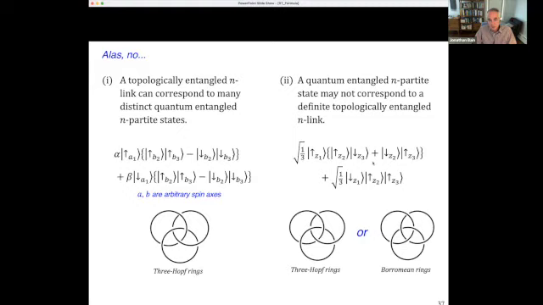If we measure subsystem one, then there's a probability of 2/3 that we get the result spin up, right? And in that case, the two other subsystems remain entangled. And that seems to correspond to, again, the three Hopf rings three link. So according to Aravind, this single tripartite entangled state corresponds with a probability of 1/3 to the Borromean rings three link and a probability of 2/3 to the three Hopf rings three link. So there's no simple duality relation between topologically entangled n links on the one hand and quantum entangled n-partite states on the other.